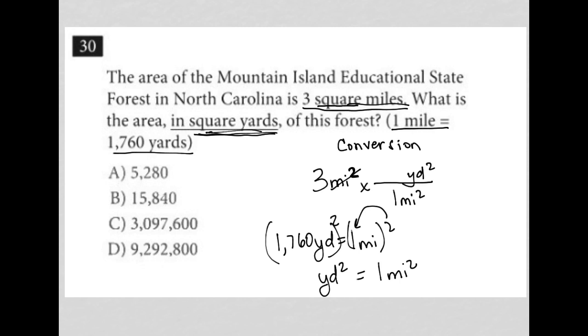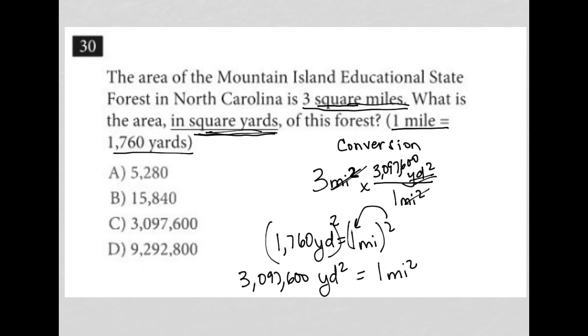So 1,760 in my calculator squared is a large number, 3,097,600. So that's the number that goes here, 3,097,600. That's my conversion factor. So my miles squared have crossed out. I have my yards squared exactly where I want it.